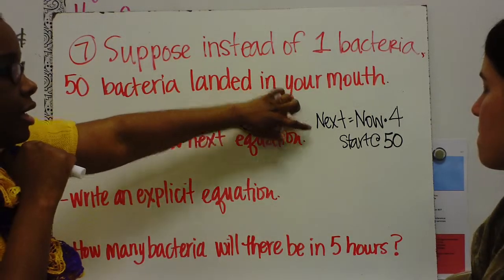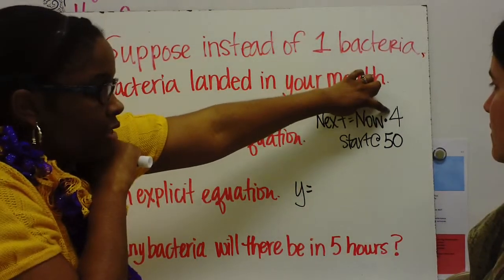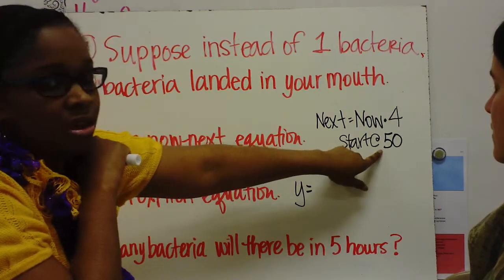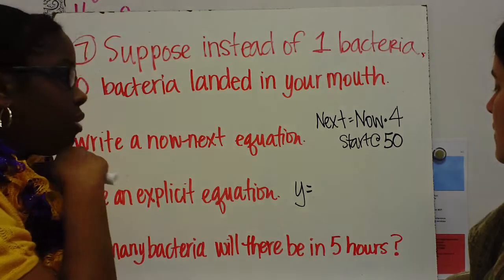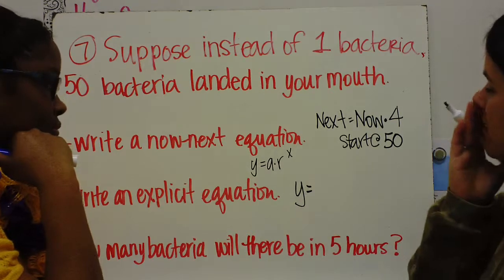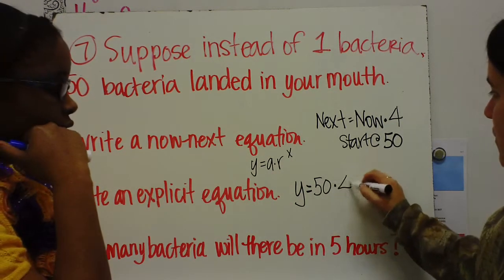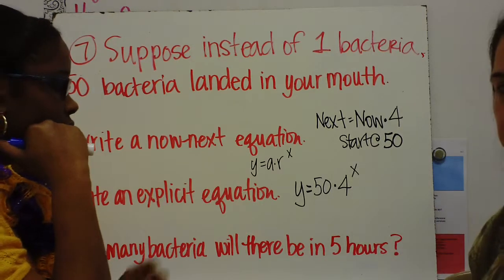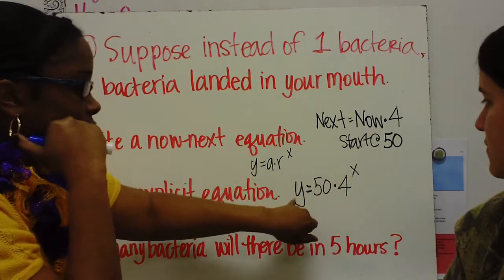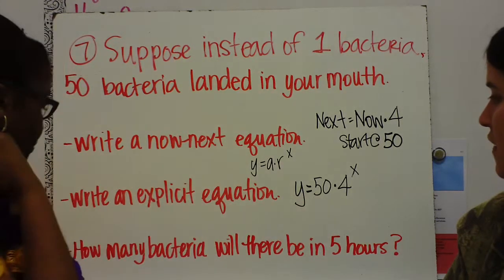Now to go from your now next to your explicit equation, it's really easy. Whatever you're multiplying is going to be your rate of change, or your common ratio, and whatever you write as your starting amount is going to be your starting amount. So y equals a times r to the x. So a is 50, and r is 4, raised to the x power. Now these two things are your coordinates, so x is what you would input, and y is your output, otherwise known as your independent and dependent variable.